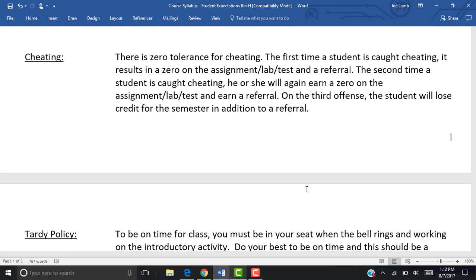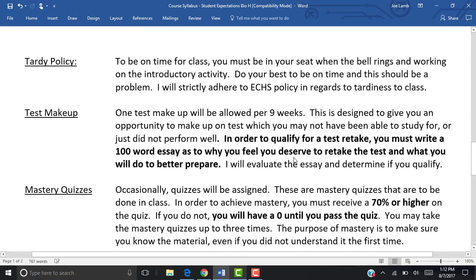Plain and simple, there's zero tolerance for cheating in my class. If a student is caught cheating, I will refer them to the office. They'll get a 0 for the assignment, no questions asked. Second time, same process, keep doing it, you'll lose credit. So please make sure that you're not cheating. Do your own work diligently, work honestly. There simply will not be any problems.